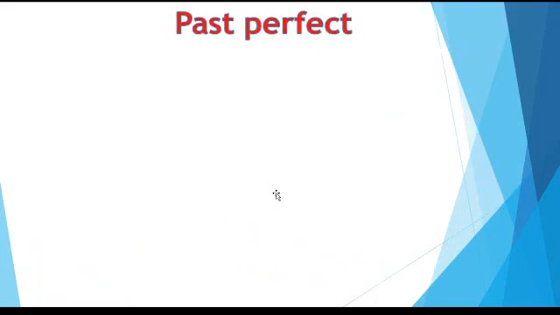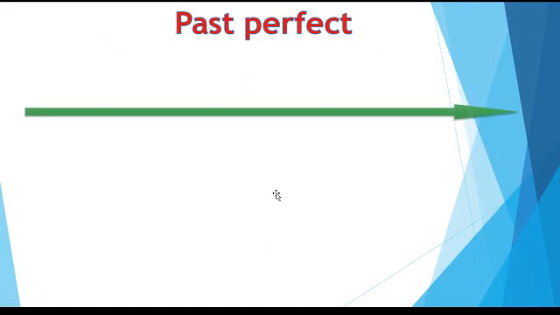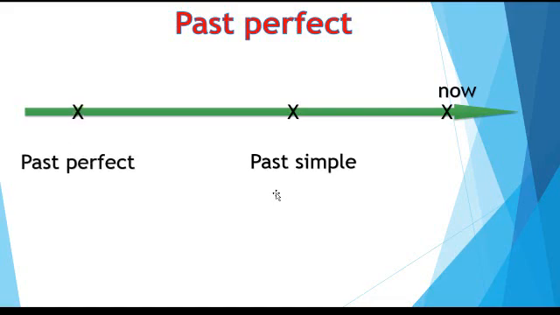So now, talking about the past perfect, this one is very easy. Mainly there are two actions in the past, both happen in the past but one before the other. The previous one must be in the past perfect form, and the following one must be in the past simple form. So we're here now, and this is the past simple, and this is the past perfect. The action that happened in the past is in the past simple, but the action that happened before it must be in the past perfect form.